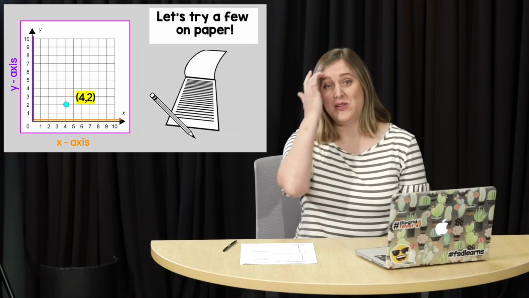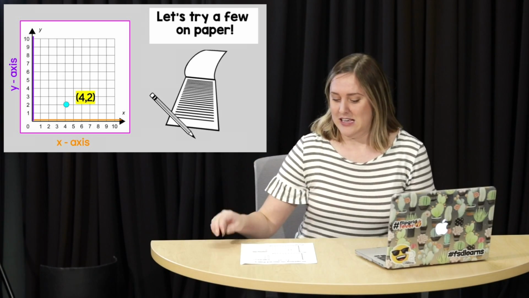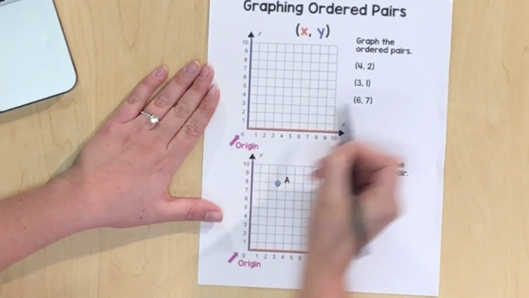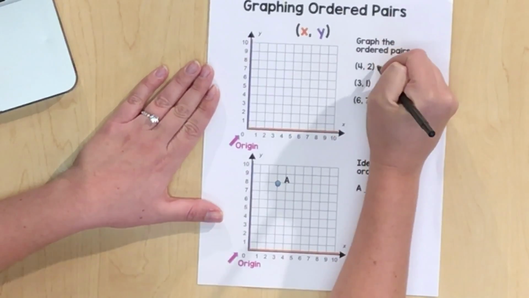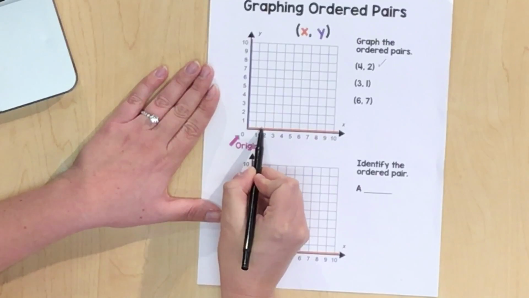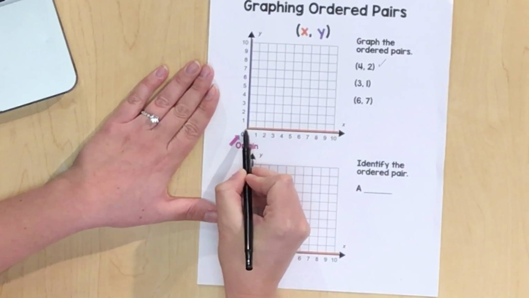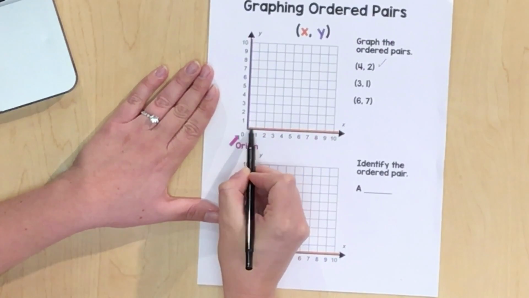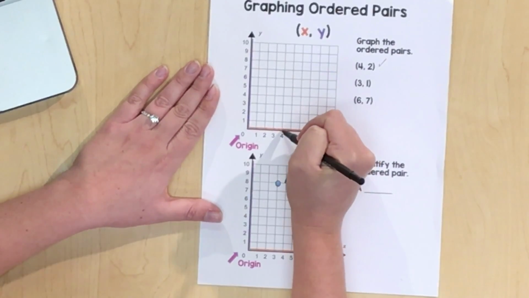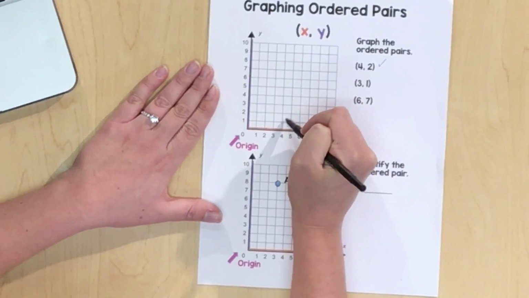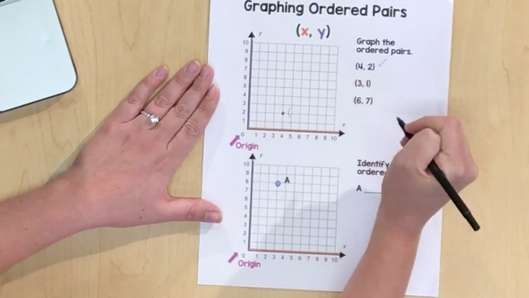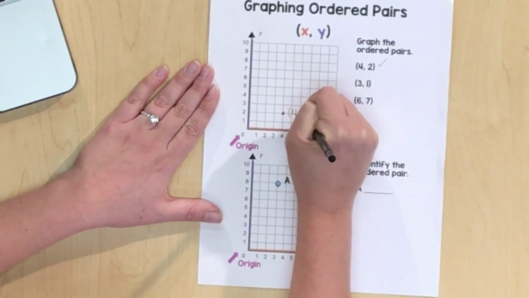Okay. So let's try a few on paper. If I start at the origin, I always have to start there, and I want to graph the ordered pair 4, 2. I start at the origin, and I go over, I crawl before I climb. So 1, 2, 3, 4, and then up 2. That's my y-axis, 1, 2. So I will graph the ordered pair, and I will label it.